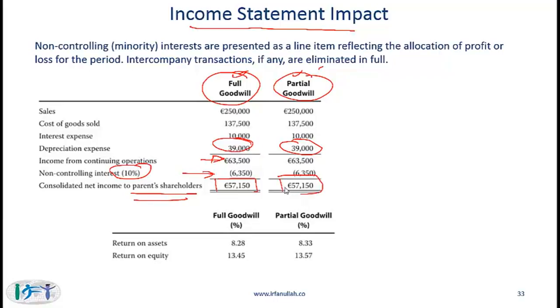Now, even though the net income is not impacted by the choice of method, ratios are. If you recall, we said that the asset numbers are higher with full goodwill and the equity numbers are also higher. That would mean that net income over assets will be lower with the full goodwill method, and also the return on equity, which is net income over equity, will be lower when we use the full goodwill method relative to the partial goodwill method.